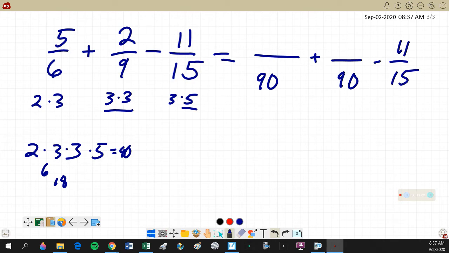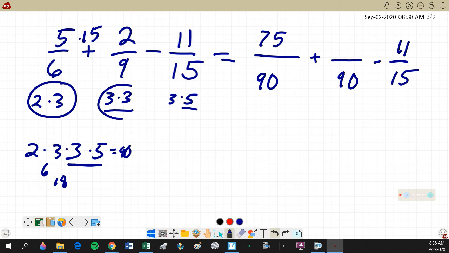Okay. What is the first fraction missing? The first fraction has a 2 and a 3. What is it missing? Does everybody see that? It's missing 15. So I times by 15. That would be 5 times 15, 75. Okay. What is this missing? A 2 and a 5. So that would be times 10. So that would be 20.